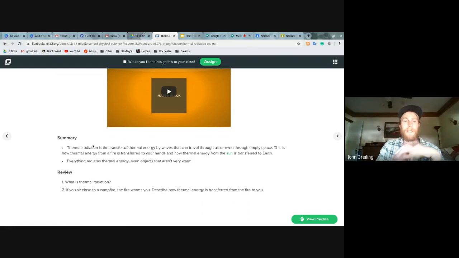So summary, thermal radiation is the transfer of thermal energy by waves. So when you think of waves, go like this. They can travel through air or even through empty space. This is how thermal energy from a fire is transferred to your hands and how thermal energy from the sun gets to the earth. Everything radiates thermal energy, even objects that aren't very warm, right?